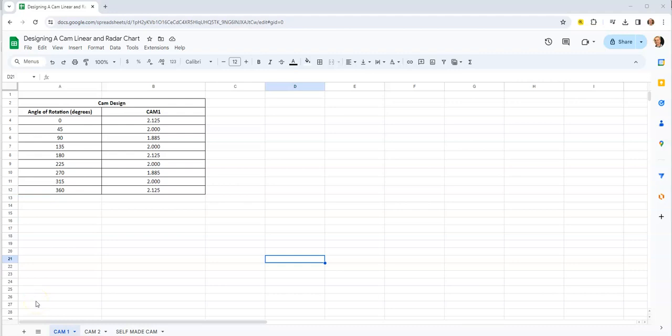This is a video on how to go about designing an original cam from a linear and radar chart graph in Google Sheets, and then transferring that information to designing an actual cam in Fusion 360 for your Activity 4.1.6, Design a Cam, in your Introduction to Engineering Design class.